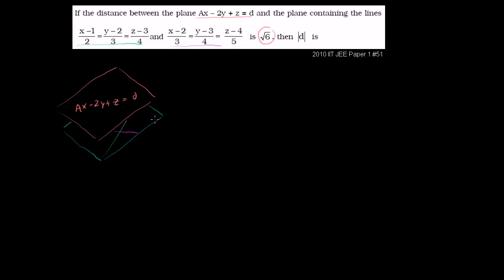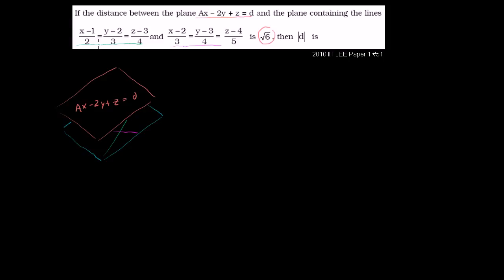So let's figure out the equation of this blue plane first. A good place to start is to figure out two vectors on this blue plane. Then we can take the cross product of those two vectors to find a normal to the blue plane, and then use that information to figure out the equation for the blue plane. So let's figure out first some points that sit on the blue plane.